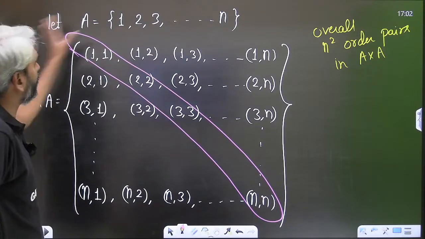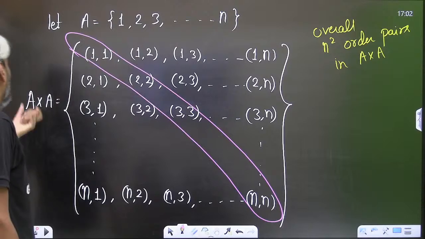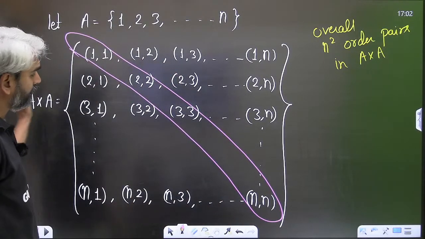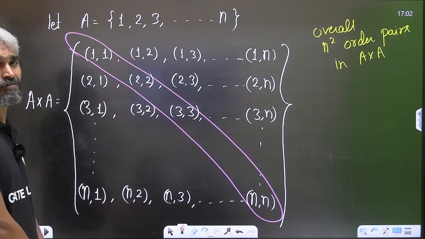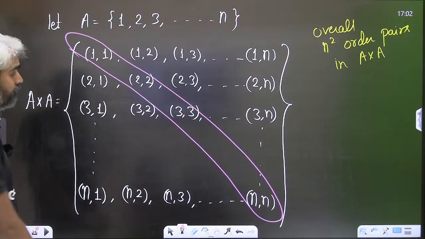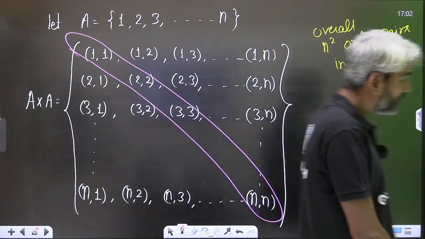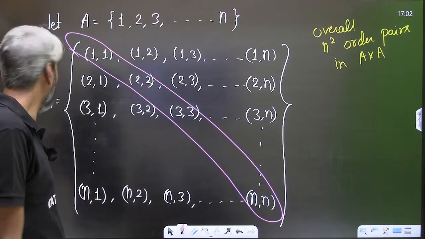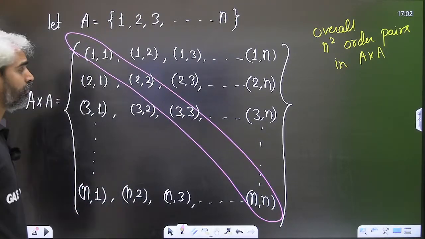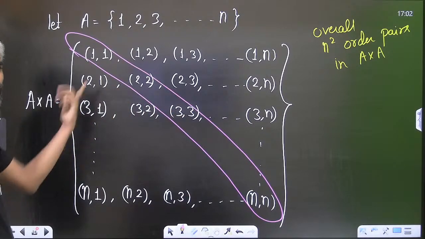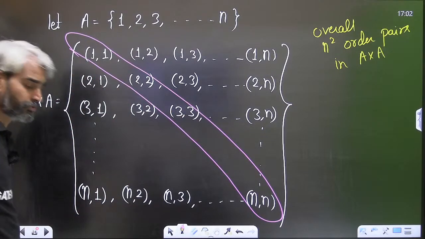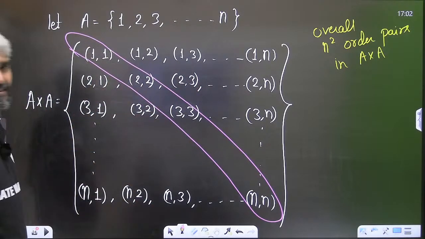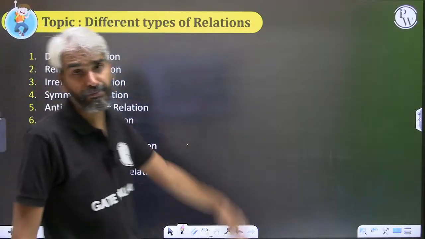So if A is any set of cardinality n, and if we define A cross A, then each element of set A will relate with every other element of set A, and ultimately it will look like a matrix of size n cross n, in which there will be n square ordered pairs. Each subset of A cross A will represent a relation on set A, and if there are n square elements, then 2 raised to the power n square subsets will be there, each representing a relation on set A. That's it. Having said that, we will try to define the different types of relations.